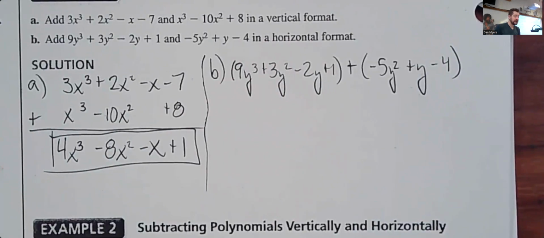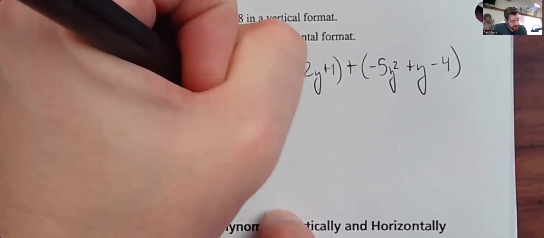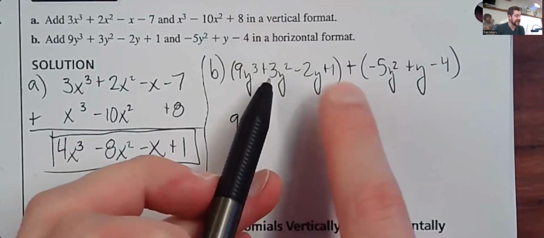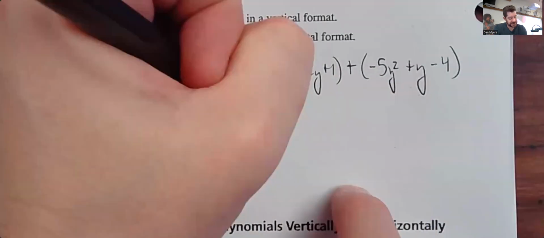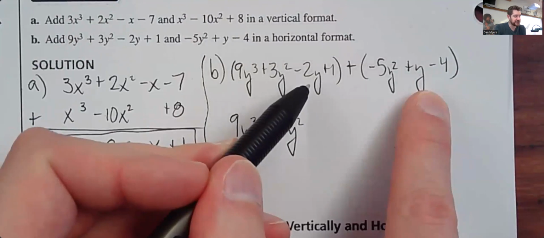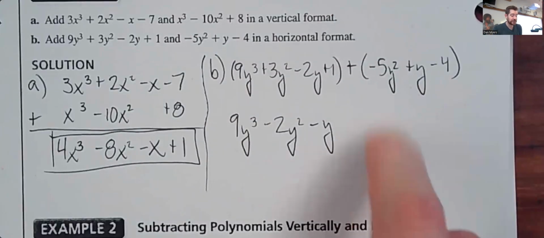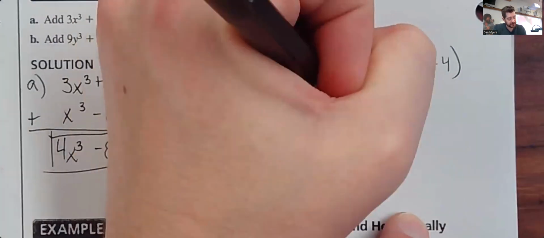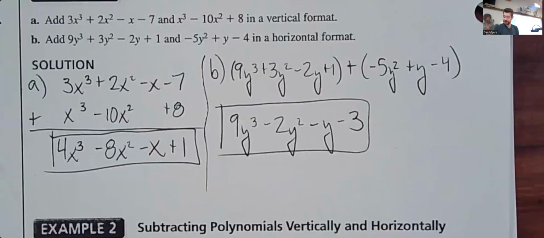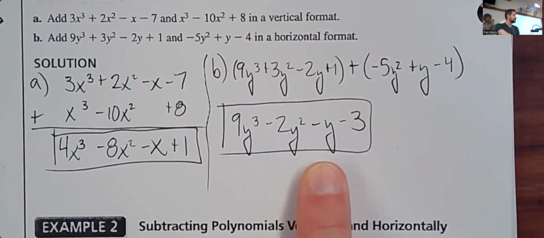Nothing more than that. So the 9y to the third is the only power of 3, so that's 9y to the third. Squared, we have 3 plus negative 5. That's negative 2, so minus 2y squared. Negative 2y plus y, negative 2 plus 1 is negative 1, so that'll be minus 1y or just minus y. And then 1 plus negative 4 would be negative 3. That's it. You've all done this before. Look familiar? Hopefully.